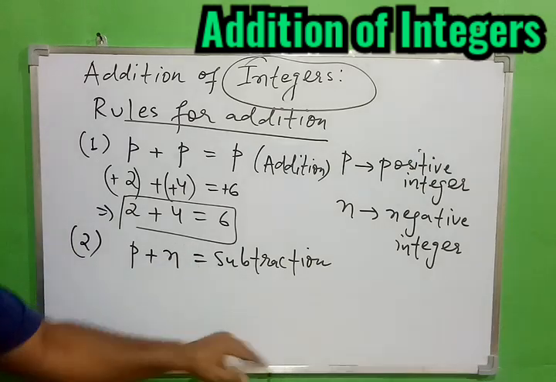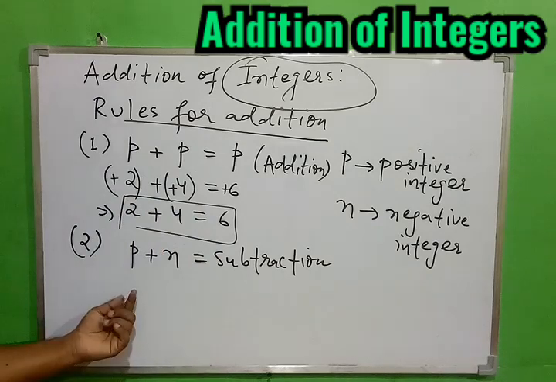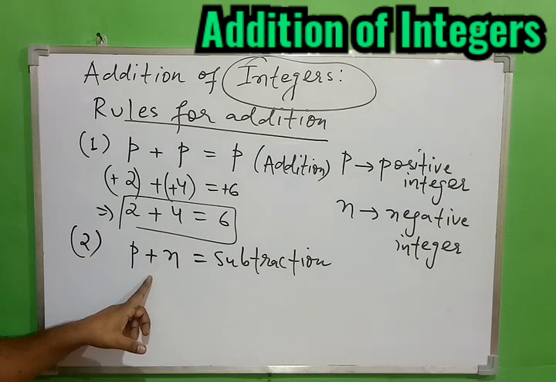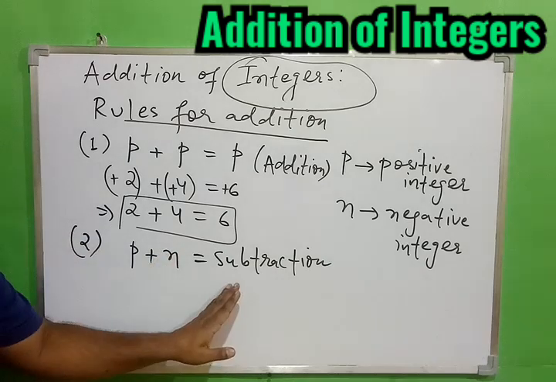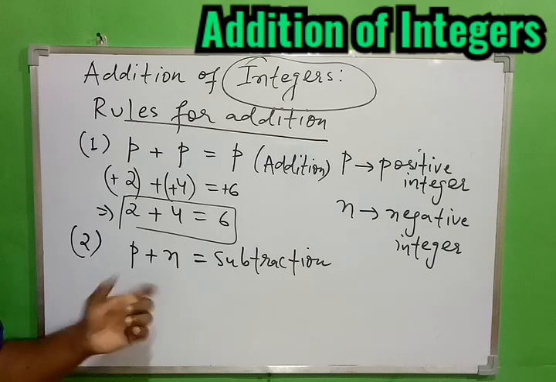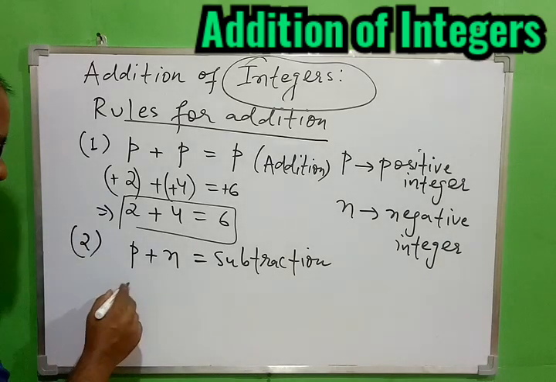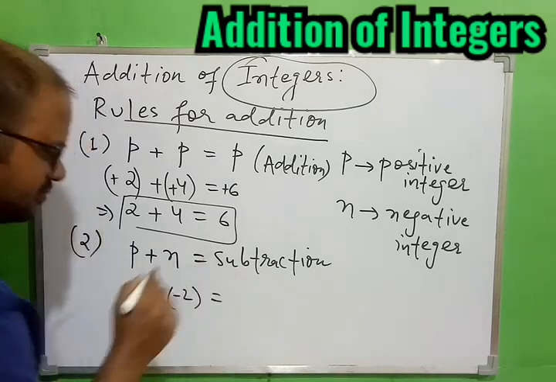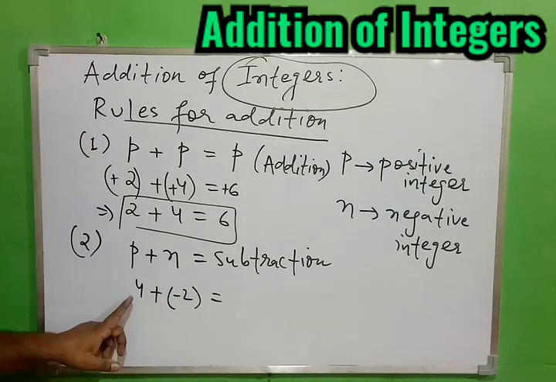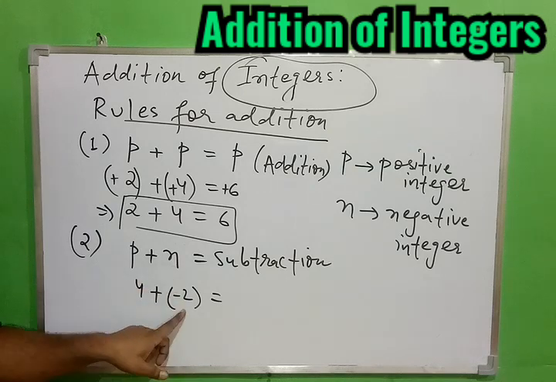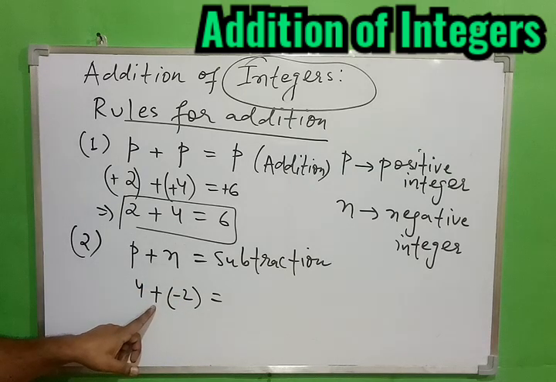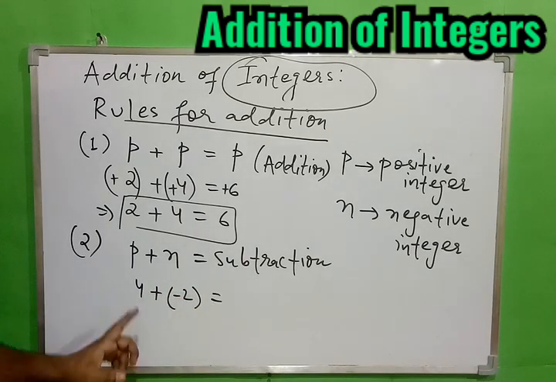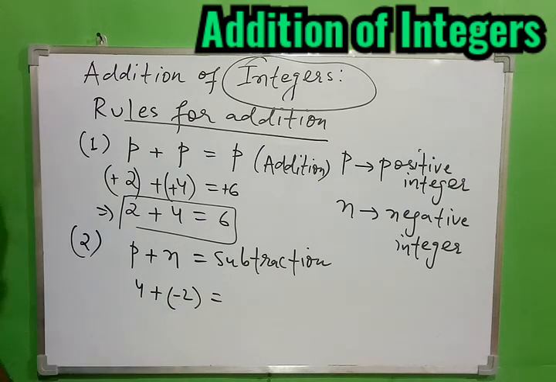I will take an example to understand this also. This is a simple rule. If you have one positive integer and one negative integer, and between them a plus sign, meaning they are to be added, then overall we have to do the subtraction of both the numbers. Let's see the example. We have 4 plus minus 2. We have one positive integer 4, one negative integer minus 2, and in between we have plus. What is to be done according to the rule? This will be subtracted. So 4 minus 2 is how much? 2.